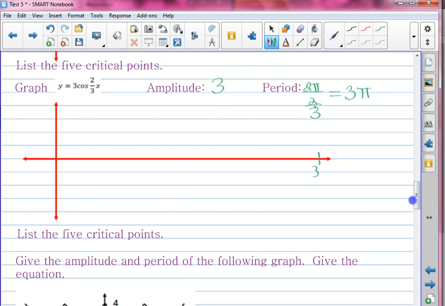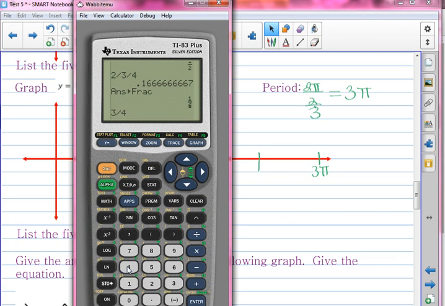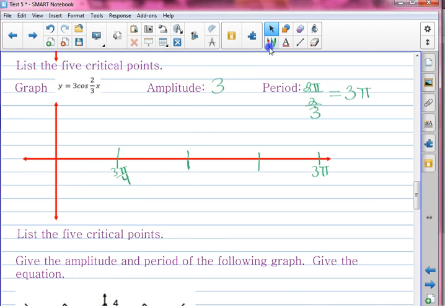You put the x-axis, you put your period all the way over, and you break it up into 4 pieces, and then divide it by 4, so this is 3 pi over 4. And then you keep adding 3 pi over 4, so 3 pi over 4 times 2 is 3 pi over 2, and that plus 3 pi over 4 is 9 pi over 4. So 3 pi over 2 and 9 pi over 4.